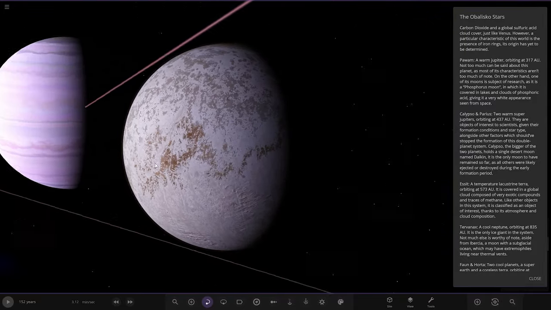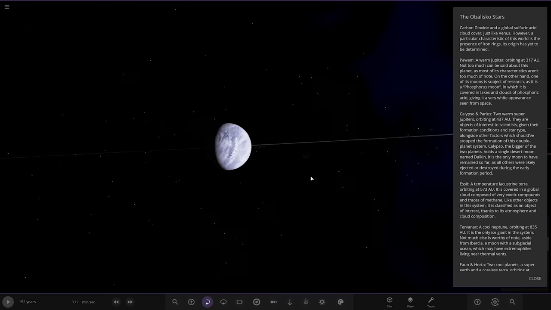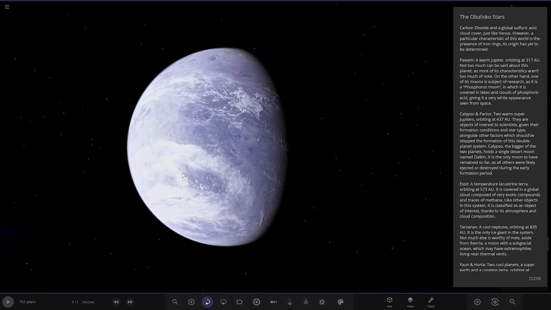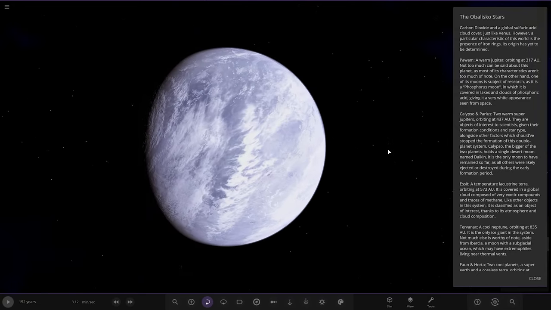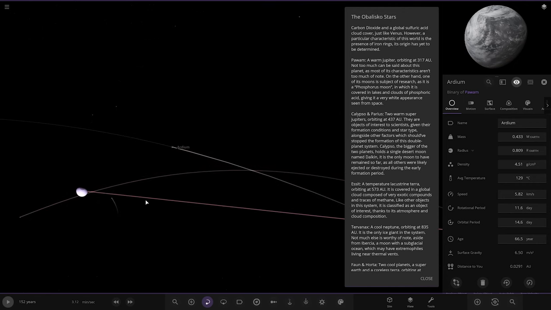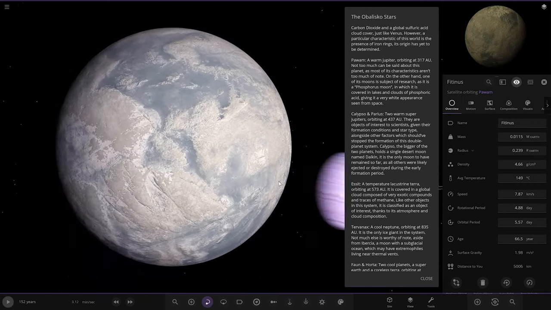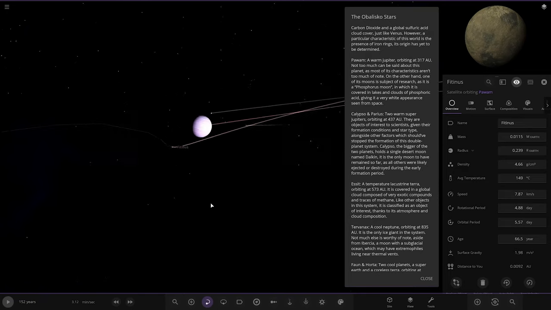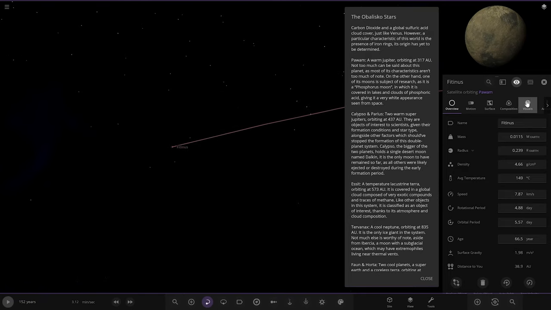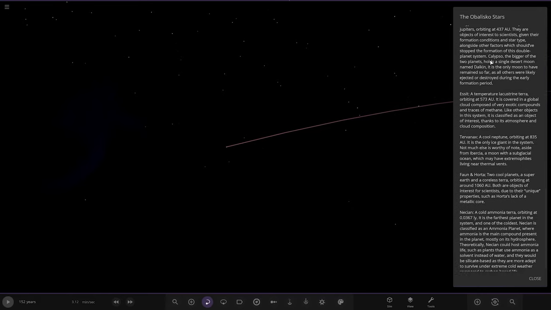There's one of the moons there. Have a cool view of the gas giant, and then the second moon over here. So I'm guessing that's the white world he was talking about in the description there. Oh yeah, definitely. There's a third moon over here as well, Fitinus. Cool. There's those guys. So next up we've got Calypso and Parus.